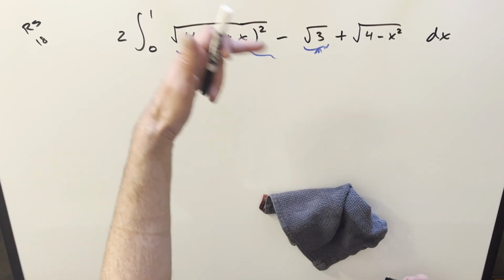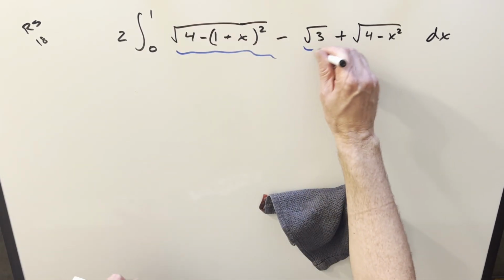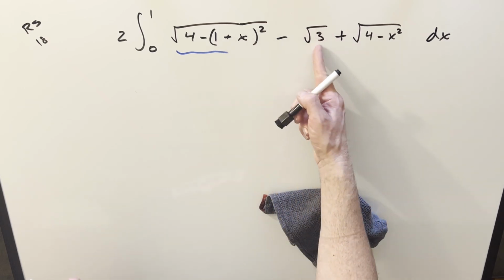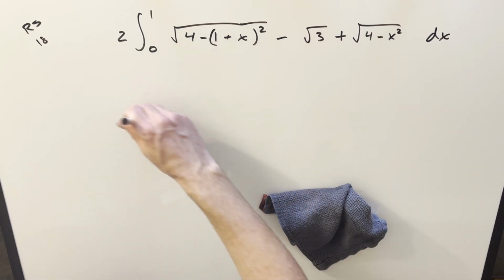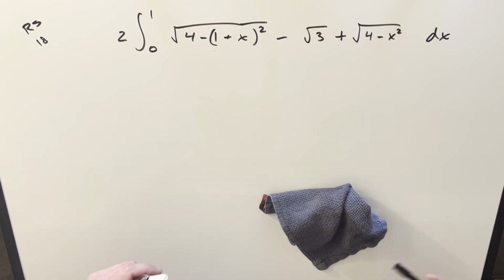As far as I can see, I think the only reason they put that there was just to kind of confuse us. I don't think it has a purpose. If you found some purpose for that square root of 3, let me know in the comments. I'd be curious if there's another way.